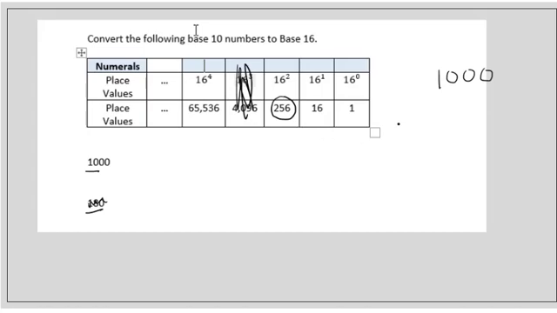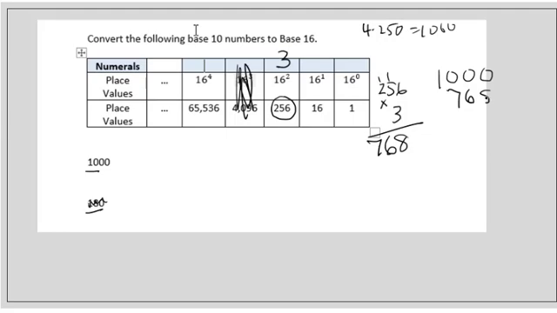I can try 4, but 4 times 250 is 1,000, right? So 4 times 256 would be too many. So the most I'm going to get is 3. And I'll figure out what that is. 3 times 256 is 768. So I'm going to subtract that, and that leaves 232.